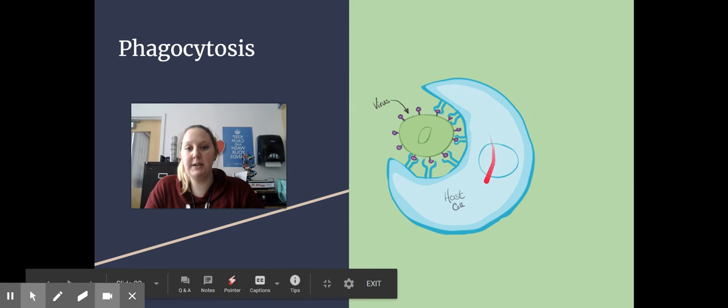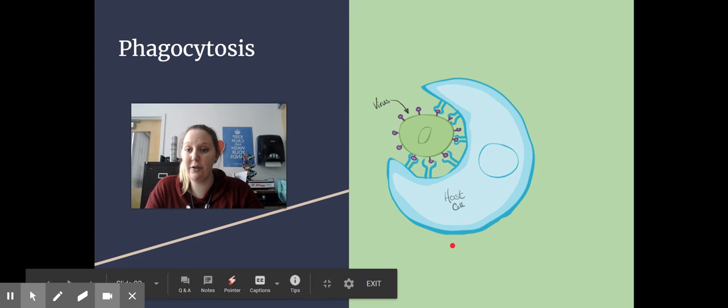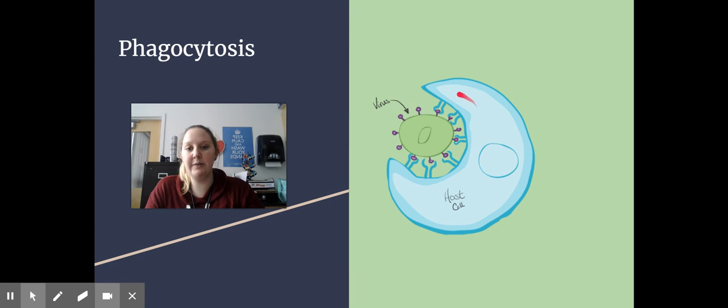Here is that white blood cell consuming a virus. This is how our body stays healthy in our immune system. Our host cell will come in, consume the virus, and then break it down so we don't get sick. A lot of times, though, viruses are stronger and can reproduce faster than our white blood cells can attack them, which is how we actually get sick with things like viruses.